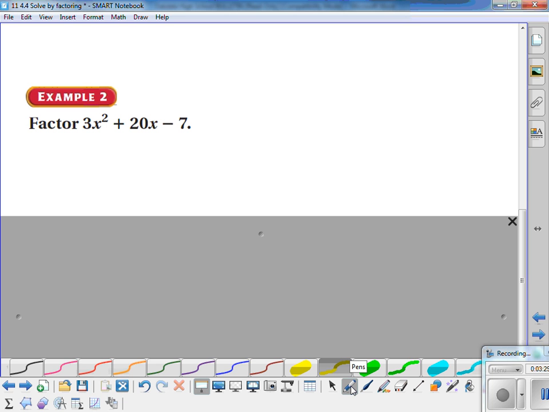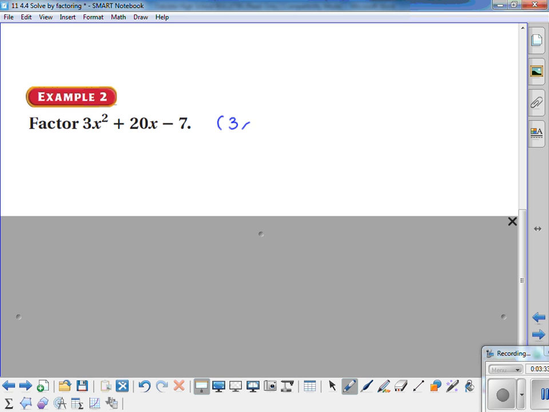So how can I get 3x squared? It's got to be 3x times x, right? Because 3 times 1 is the only way to get 3. And what about my 7? It's going to have to be 7 times 1, right? It's another prime number. Okay, so again, let's look at the middle. What's in the middle? 20. Is that really close to 21, which is what 3 times 7 equals?